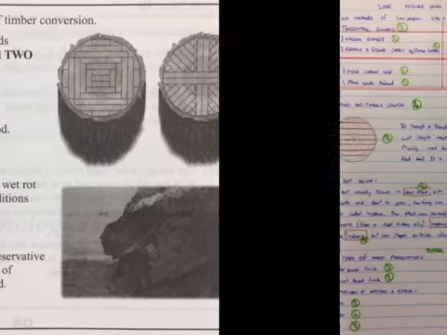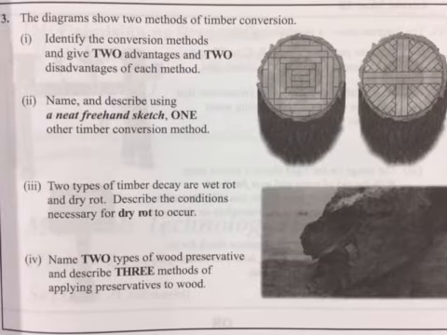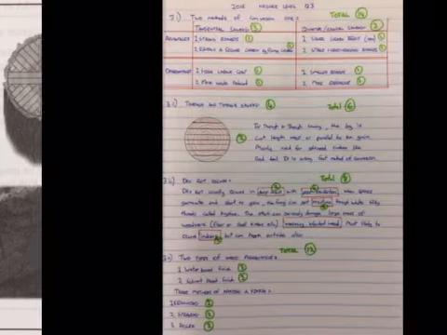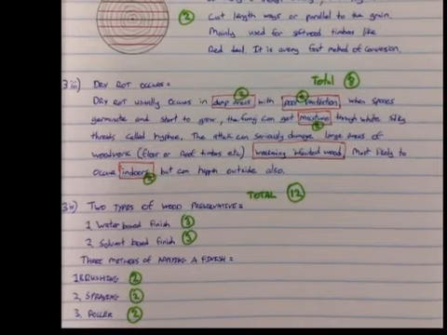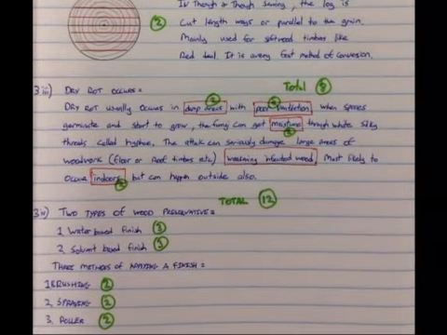And then we have part 4. Name 2 types of wood preservative and describe 3 methods of applying preservatives to wood. So if you look down here at the bottom of the page now, 2 types of wood preservative: water-based finish and solvent-based finish. Again, you're getting 3 marks for naming each of these, and it's a chapter that we still haven't gone through, which I'll probably try and hit next week. And then you have to name 3 methods of applying a finish or a preservative, as the question stated.